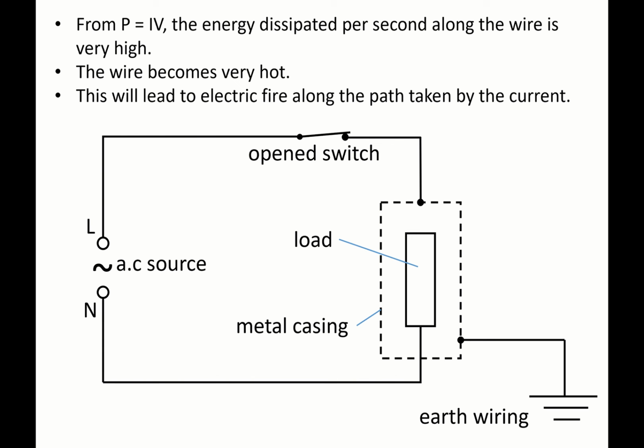Using P equals IV, the thermal energy that has been converted from electrical energy to thermal energy is actually very high. And therefore, the thermal energy dissipated along the wire is actually very high. And because there's a lot of heat dissipated, the wire can become very hot, and this will lead to electric fire along the path taken by this current.